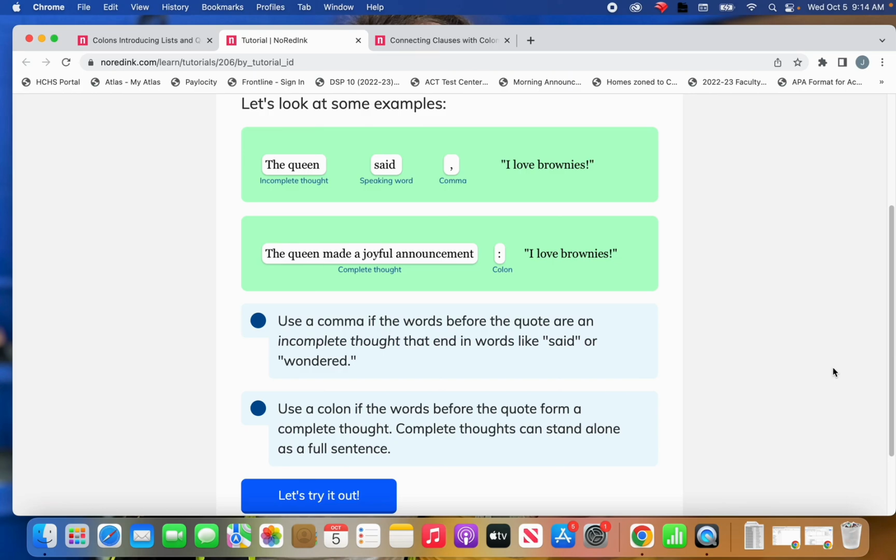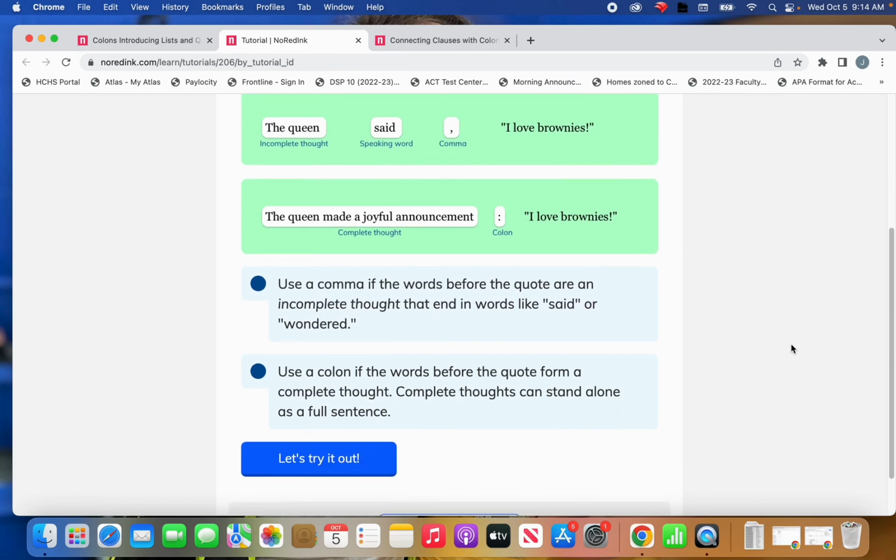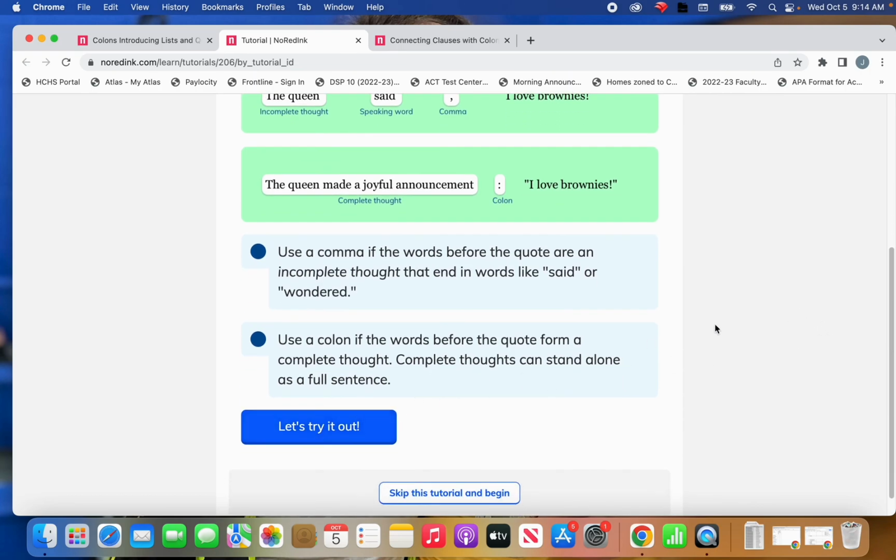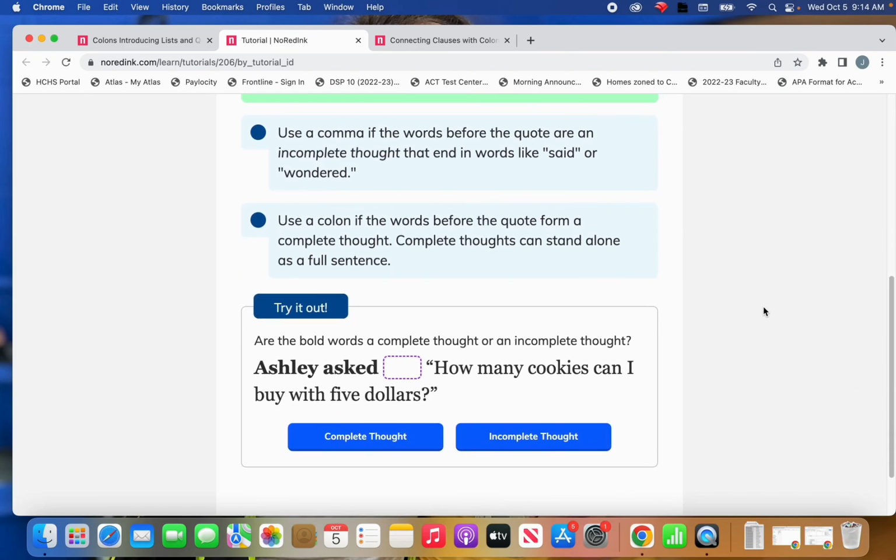Complete thoughts can stand alone as a full sentence, and that is typically the rule with colons. You only put colons after complete thoughts that can stand alone as a full sentence, whether you're introducing a quote or whether you're introducing a list of items. Anything that comes before a colon has to be a complete thought, so it has to be a full sentence. So let's try it out.